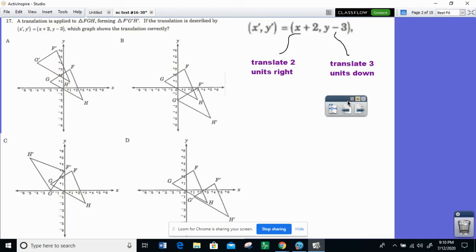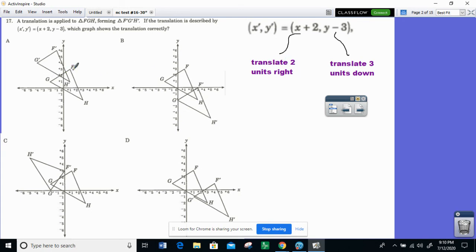Number 17 says a translation is applied to triangle FGH, forming triangle F prime, G prime, H prime. If the translation is described by x prime, y prime equals x plus 2, comma, y minus 3, which graph shows the translation correctly? Well, this translation notation is saying that if we add 2 to each x value, we're going to translate 2 units to the right.